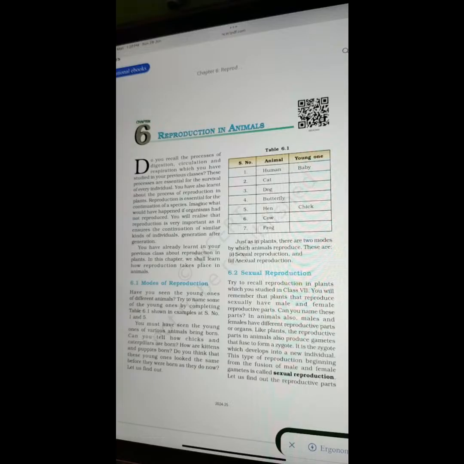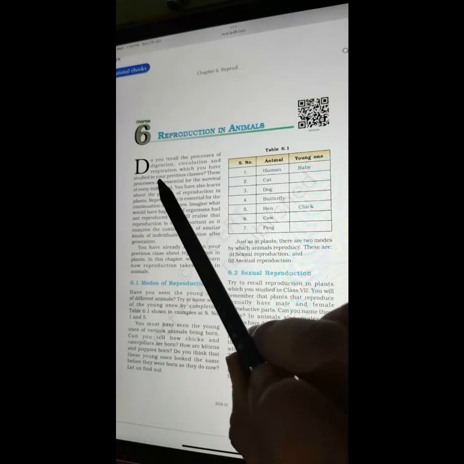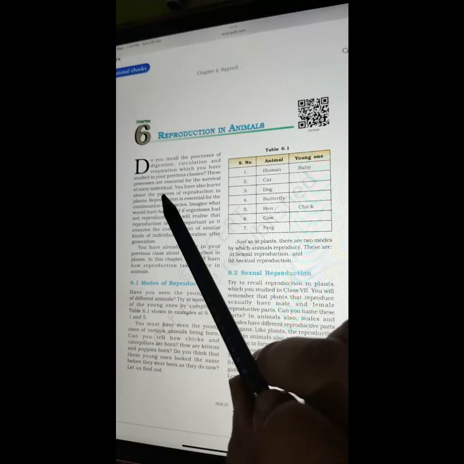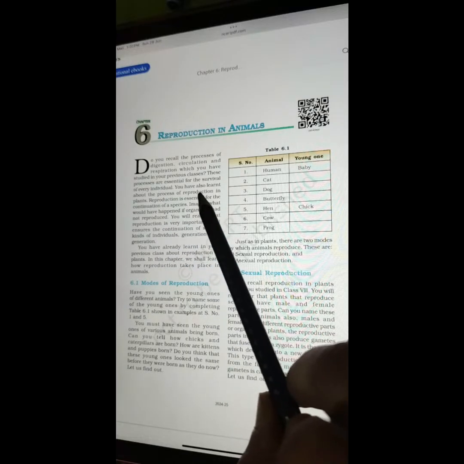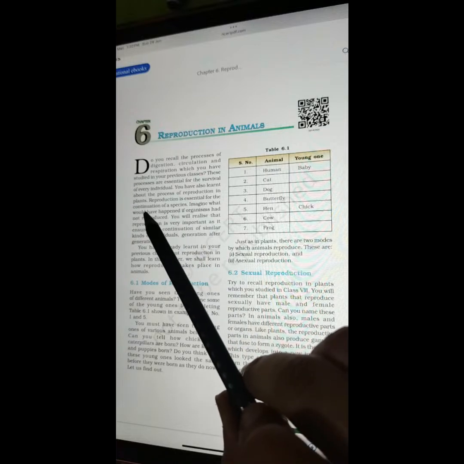So let's begin with the live reading of chapter 6 Reproduction in Animals. Do you recall the processes of digestion, circulation, and respiration which you have studied in your previous classes? These processes are essential for the survival of every individual. You have also learned about the process of reproduction in plants.